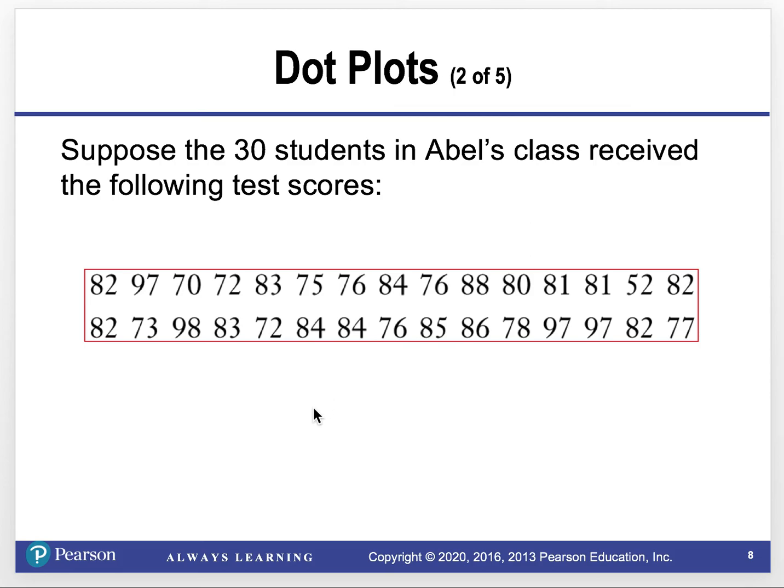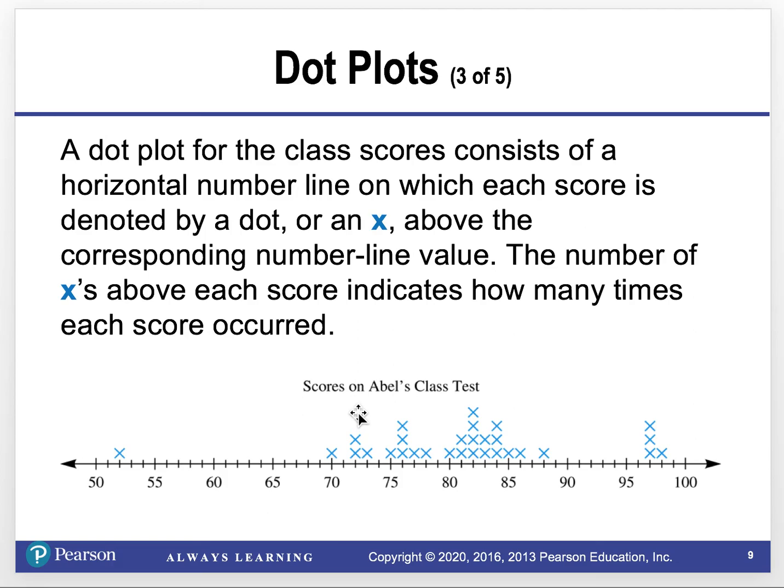So the first thing I need to know is what my smallest item and my largest item are. So look, we've got a 52 to 97, so 52 to 97. Okay, here's where they've created the dot plot. Notice they made the scale go from 50 to 100. And then you just put an X above every score. So there's the 52.